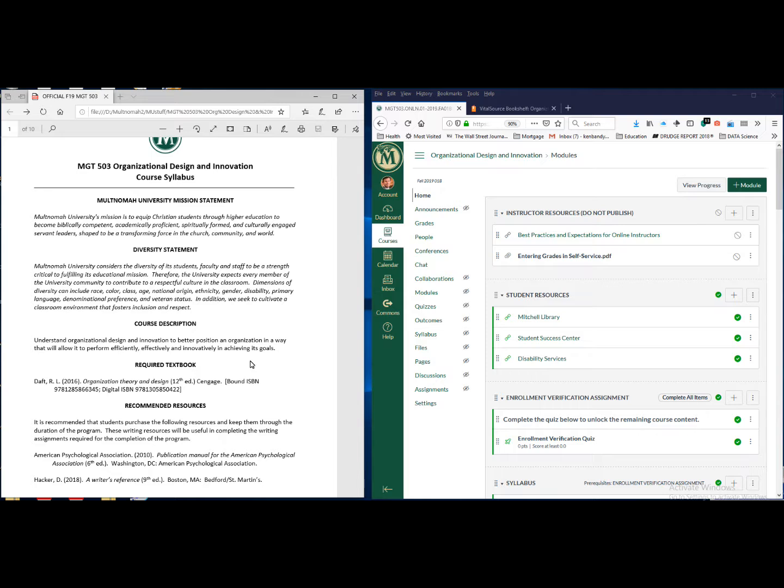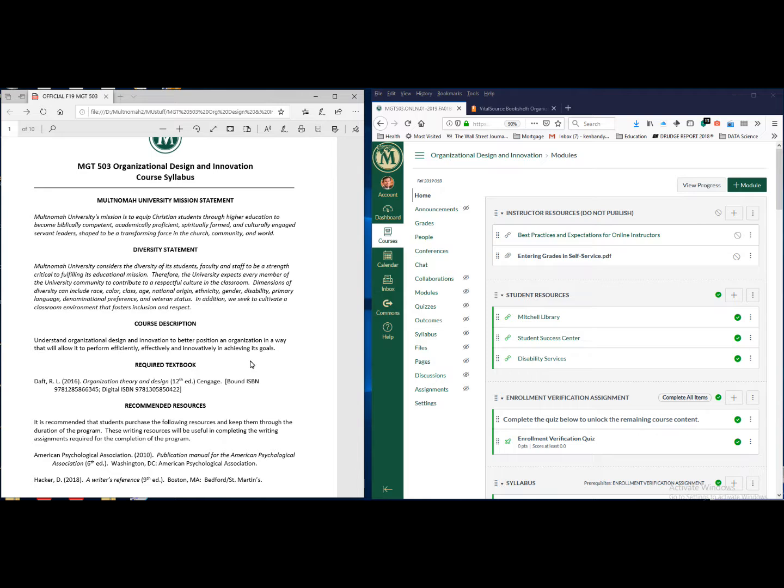We consider the diversity of students, faculty, and staff to be a strength. This is an organizational concept. If we all were exactly the same, we would produce similar types of conclusions. We wouldn't be diverse thinkers, and we would not be able to be good problem solvers. So, the university expects every member of the university community to contribute to a respectful culture in the classroom.